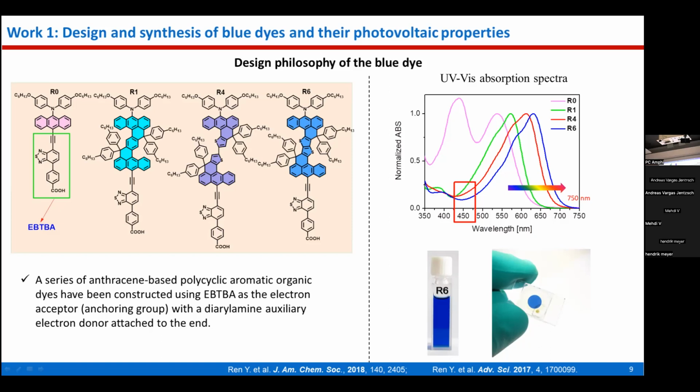It's very exciting to see that the R6 dye can absorb almost the whole range of photons. The absorption onset is near 750 nanometers. You can see that there is a weak absorption in the blue region, at 450 nanometers. So it's very exciting to see that R6 dissolved in THF gives a vivid blue. Also, the device was fabricated with R6-sensitized titanium dioxide film in junction with the cobalt redox couple or similar. This shows a sapphire blue color. It means a real blue-colored DSC is achieved.